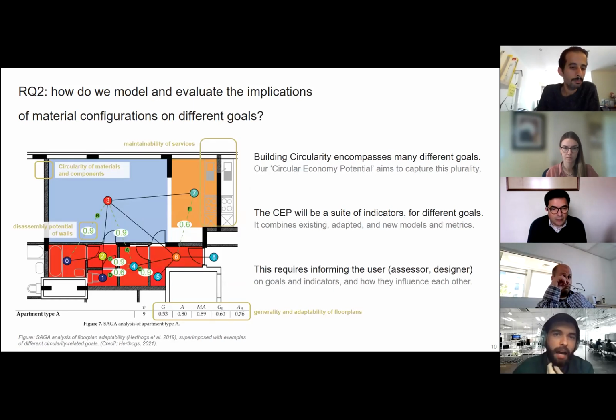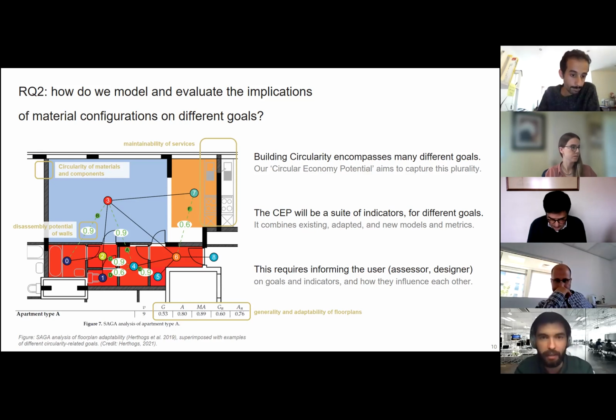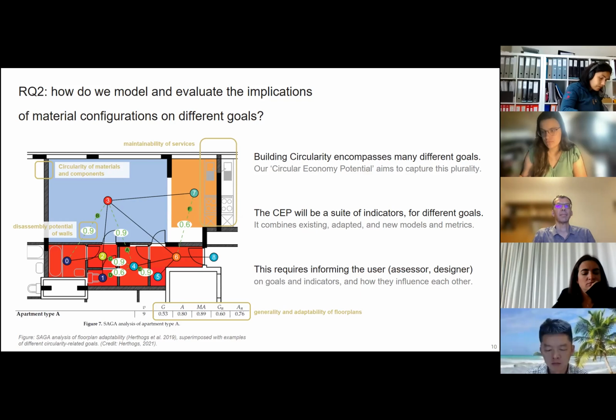Now, the second question is, how do we model and evaluate the implications of material configurations on different goals? Like I mentioned in the run-up to this, building circularity encompasses many goals. And so our circular economy potential model aims to capture this plurality of goals, because it's not only recovering materials; it's not only reuse of material, it's also reuse of components, reuse of systems, and reuse of buildings in their entirety. So what we will need is a suite of indicators for different goals. And so we plan to combine existing, adapted, and new models and metrics.